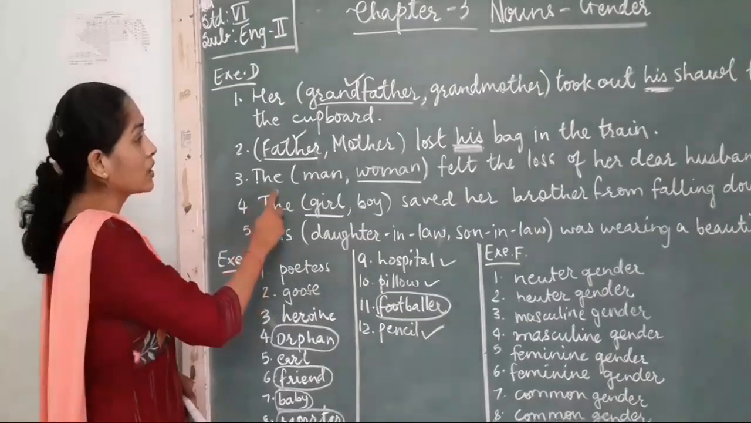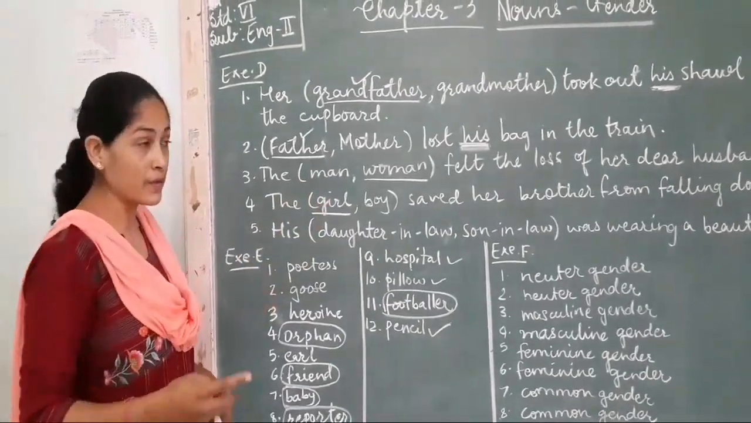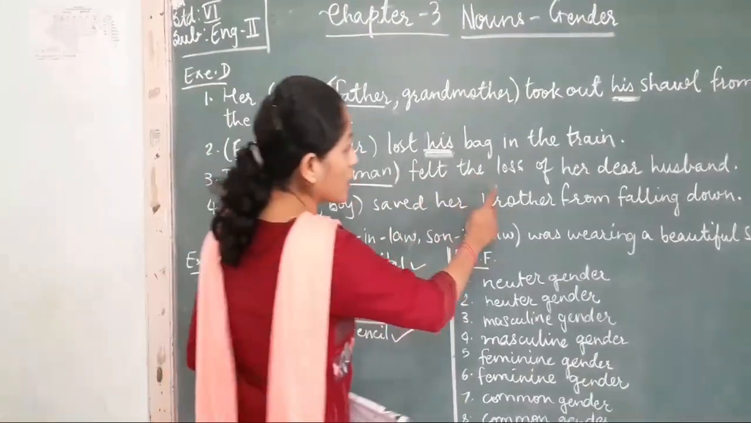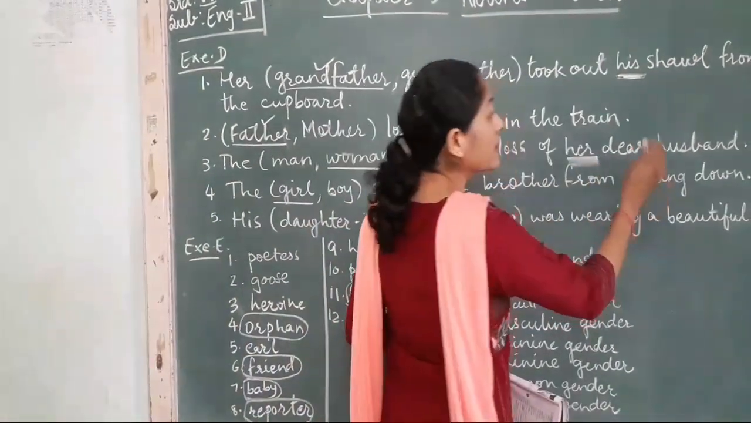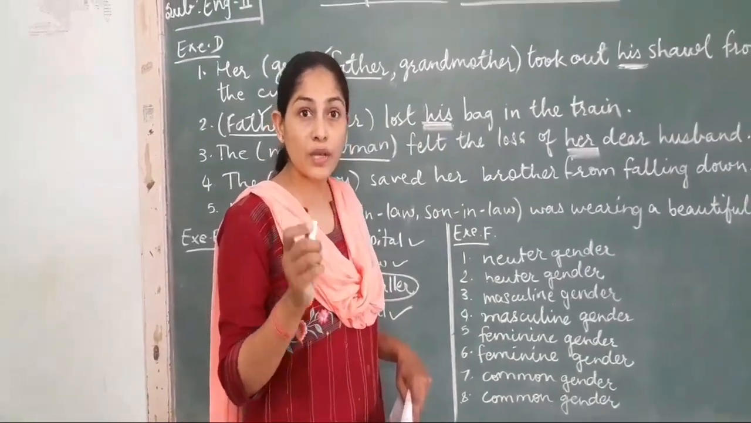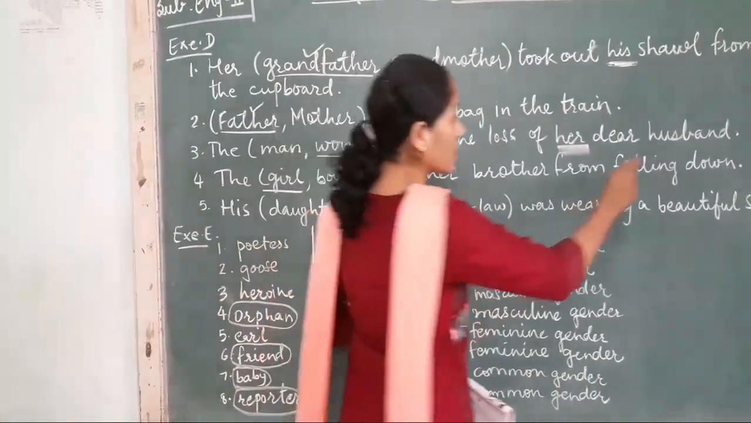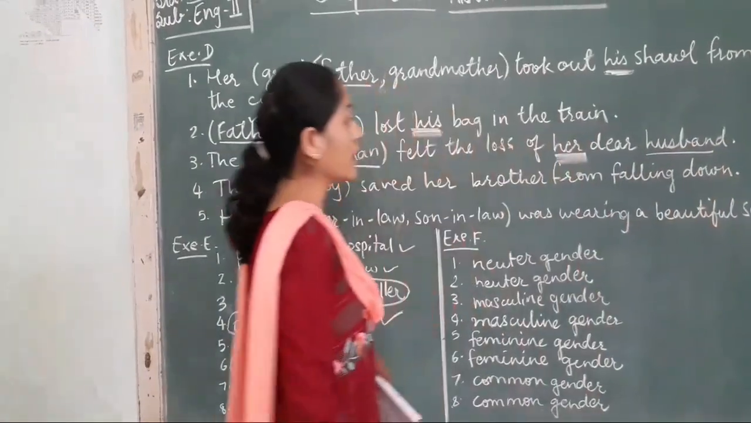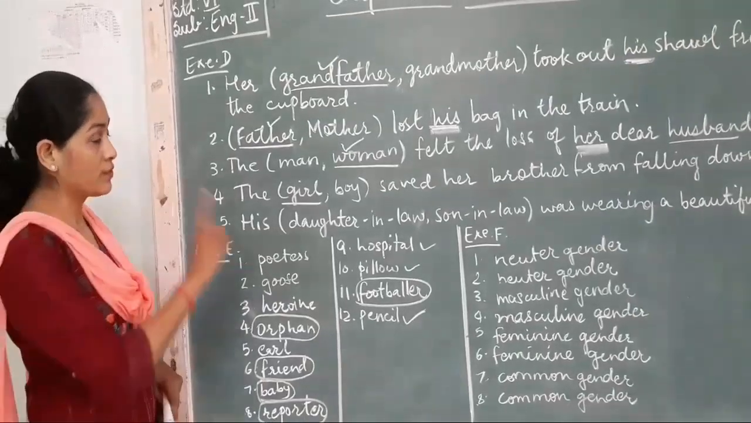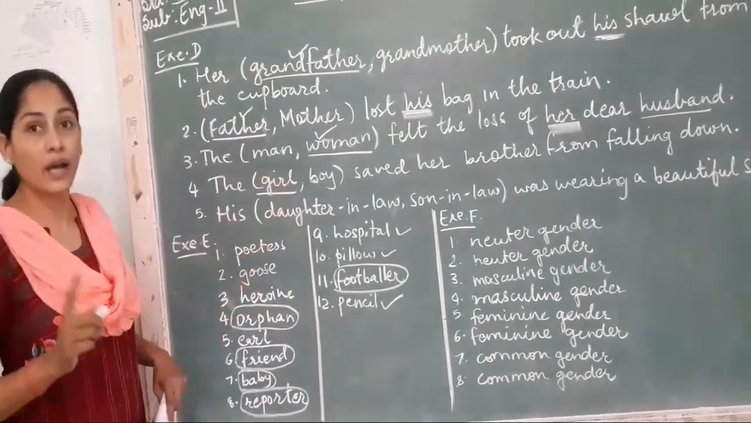Third one, the man or woman. Which is the right one? We have to decide. The man or woman felt the loss of her dear husband. From her we will come to know the sentence is talking about some feminine. Okay, and from here also we will come to know. So her means we are talking about the woman. The woman felt the loss of her dear husband.